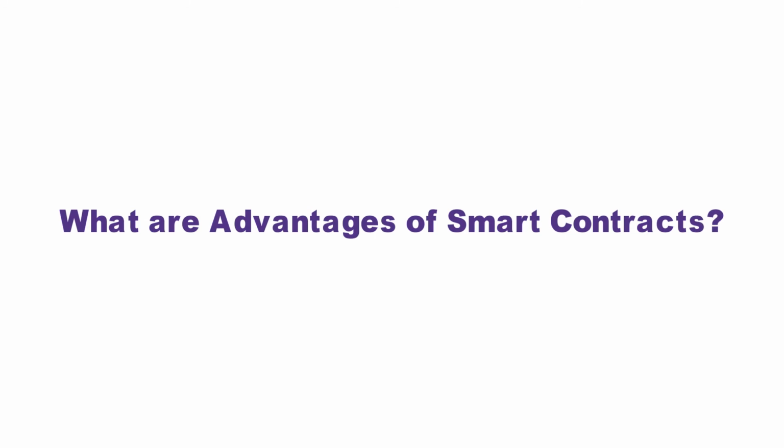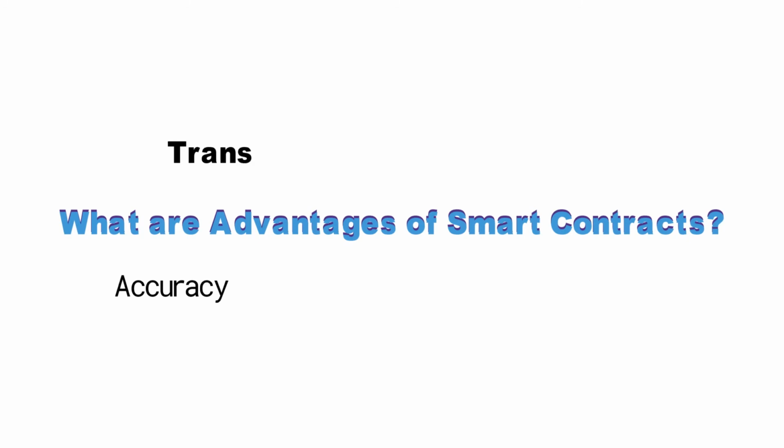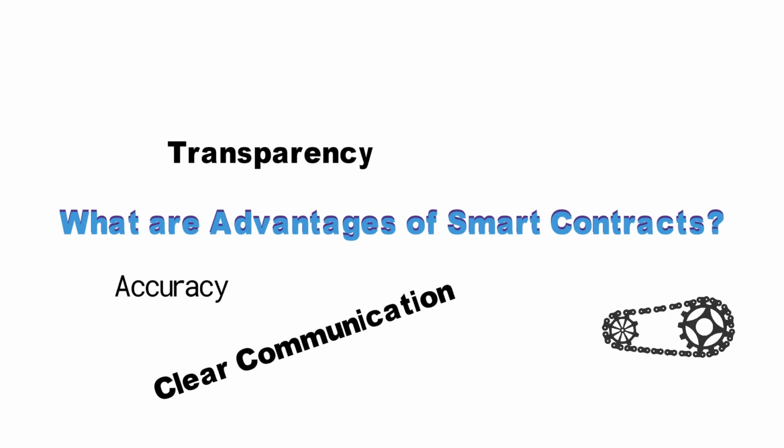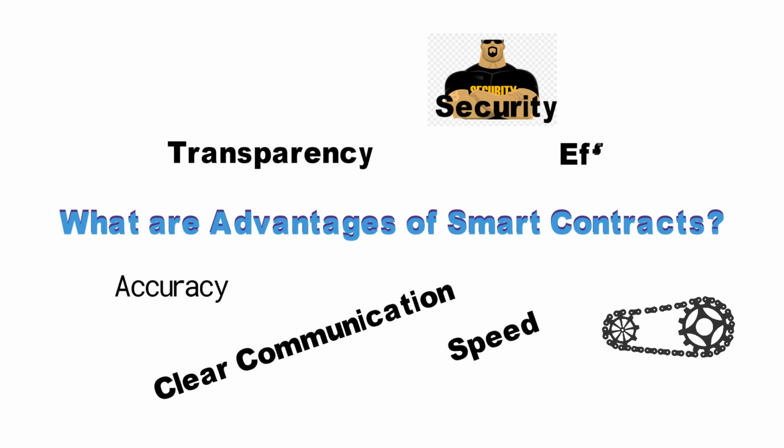Here are some advantages of smart contracts. Accuracy, because automated contracts are faster and more accurate compared to manually filled out forms. Smart contracts are also transparent as everyone can see them. Similarly, clear communication, speed, security, and efficiency are some of the main advantages of a smart contract.